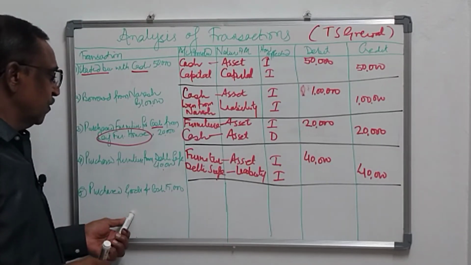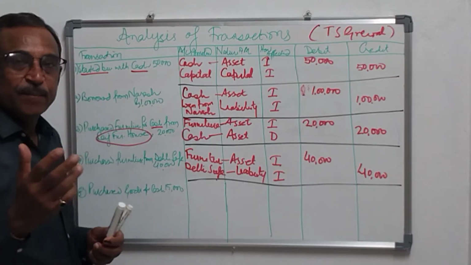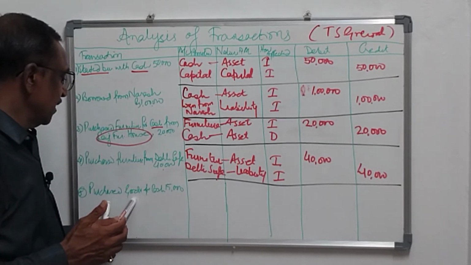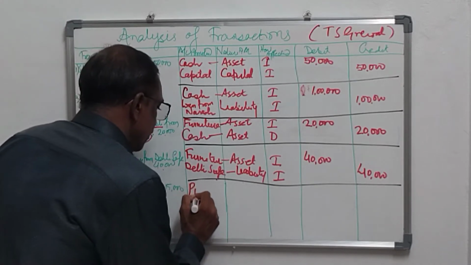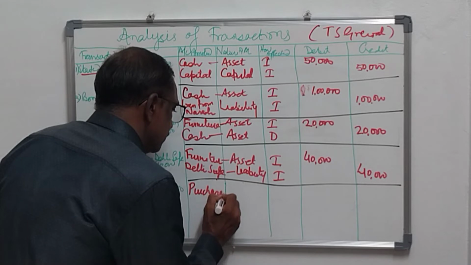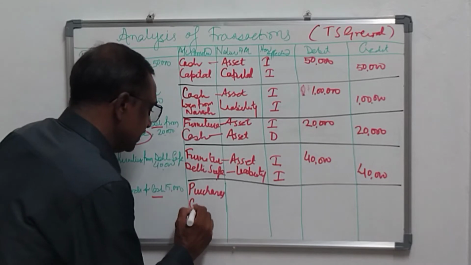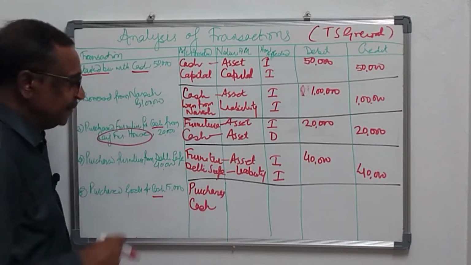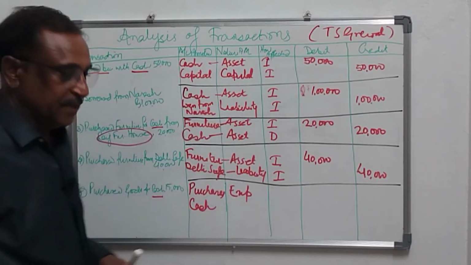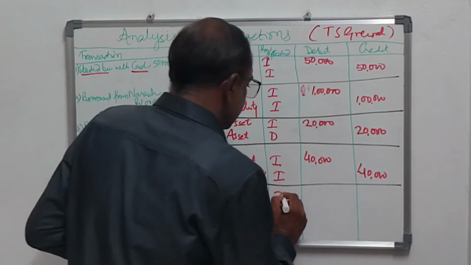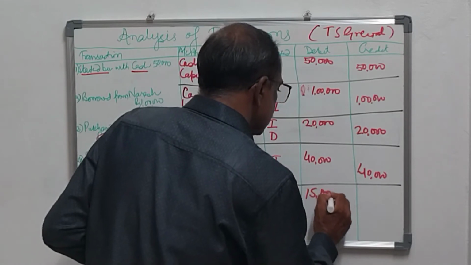Next is purchase goods for cash 15,000. So here we see that the goods are being purchased for resale purpose. Whenever goods are mentioned and you are purchasing, it means it is your purchases. So first account involved is purchases. And other account involved is cash, because it is a cash transaction. You are paying cash. So purchases is your expense. There is increase in expense. And an increase in expense is debited. Okay.